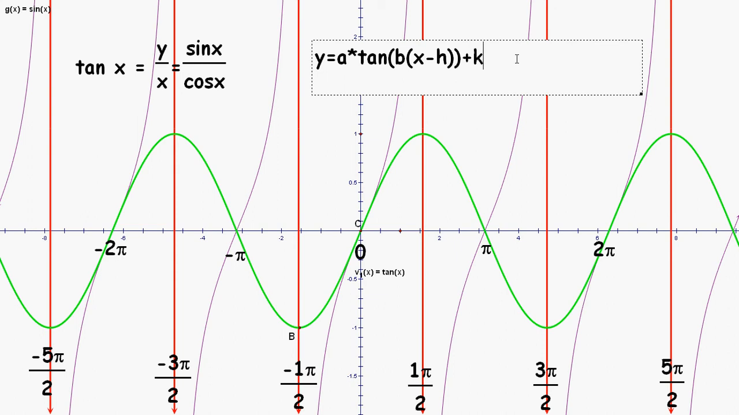So just like the vertex is used to determine the location of a parabola, our inflection point, where the curve turns from curve up to curve down, or curve down to curve up, that inflection point is the position or the determining factor, the location of our tangent curve.